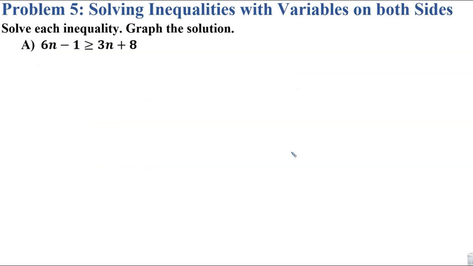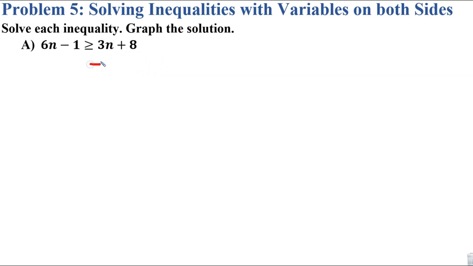Now in problem 5, we're just solving more inequalities. And I suppose problem 5 is maybe a little more complicated than what we just did, because notice I have the variable, my n, on both sides of the inequality. But just like with an equation, we're going to get all the variables on one side, all the numbers on the other side, and then solve from there. Once again, solve the inequality, graph the solution.